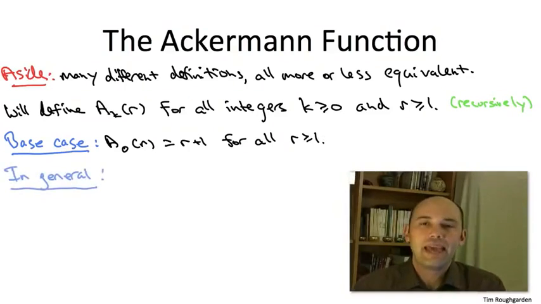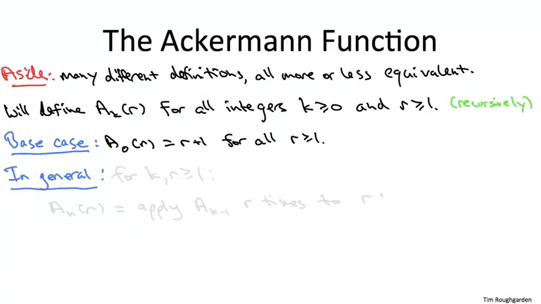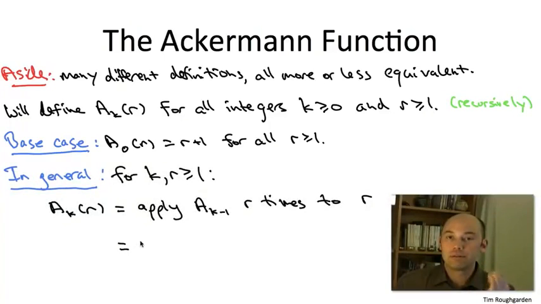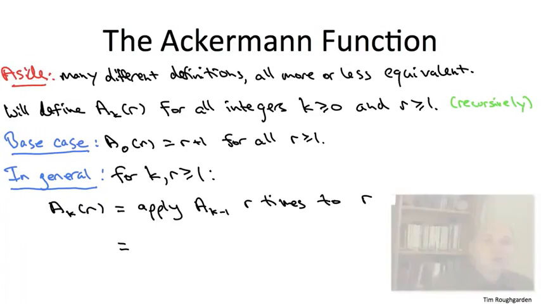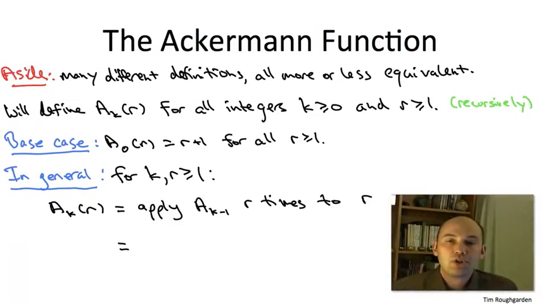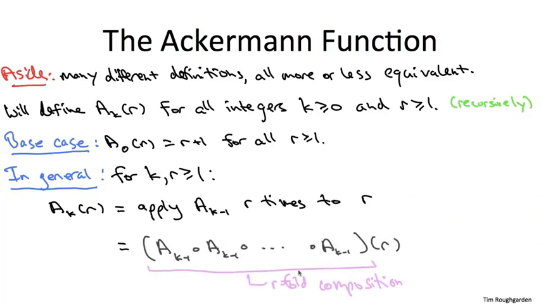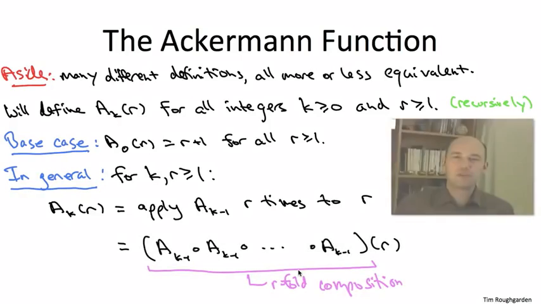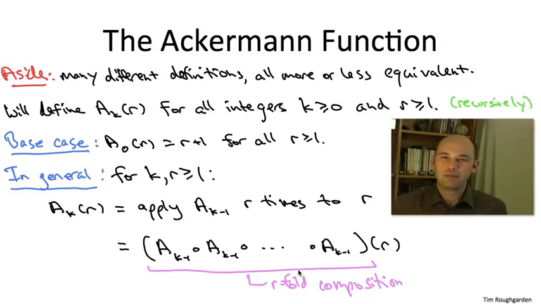In general, when k is strictly positive, the argument r tells you how many times to apply the function a sub k minus 1, starting from the input r. That is, it's the r-fold composition of a sub k minus 1, applied to the argument r. So in some sense, describing the Ackermann function isn't that hard, right? I didn't really need that much of a slide to actually write down its description. But getting a feel for what on earth this function is takes some work.